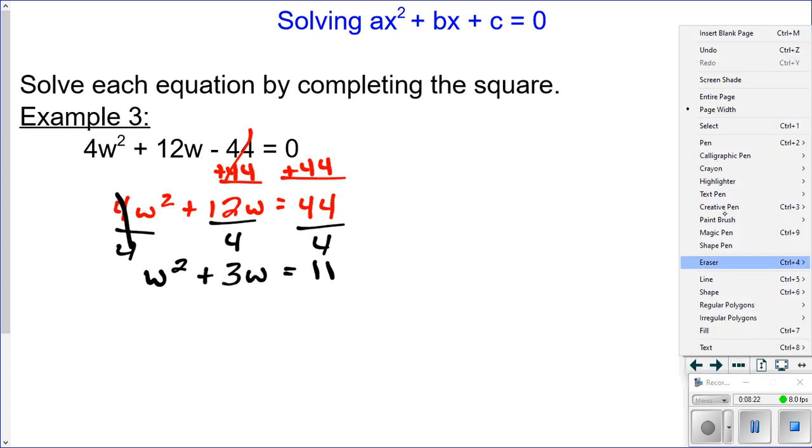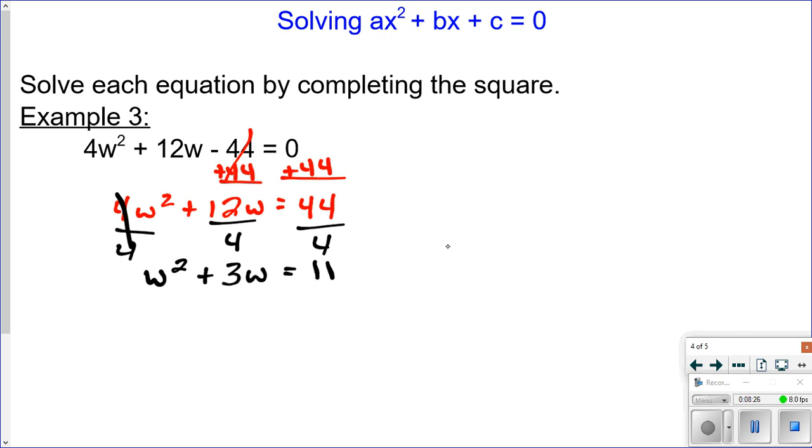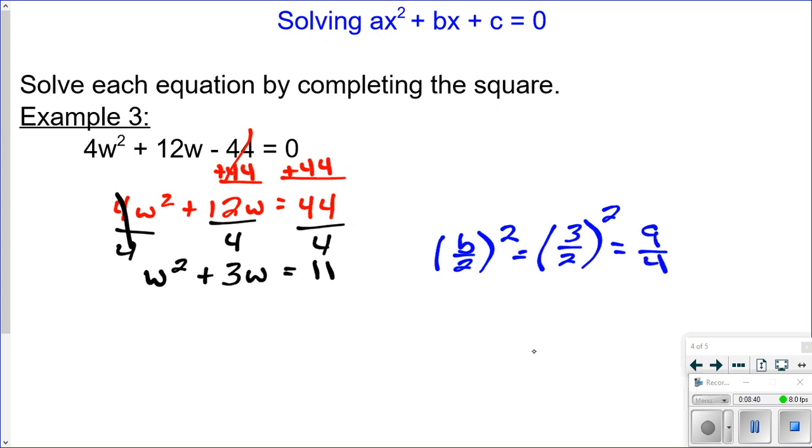So we're going to go find that b divided by 2 squared. So b divided by 2 squared equals 3 divided by 2 squared, which equals 9/4. And so that's why I said this one's not quite as clean as the last one. There's fractions involved here, but don't let the fractions worry you.